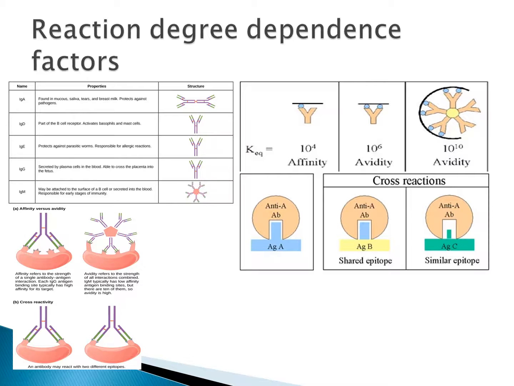So IgA, this is what's decreased with isotretinoin, and interestingly enough, it's found in mucus, saliva, tears, breast milk, and is important for protecting against pathogens. So this basically forms a layer around which the immune system doesn't respond.